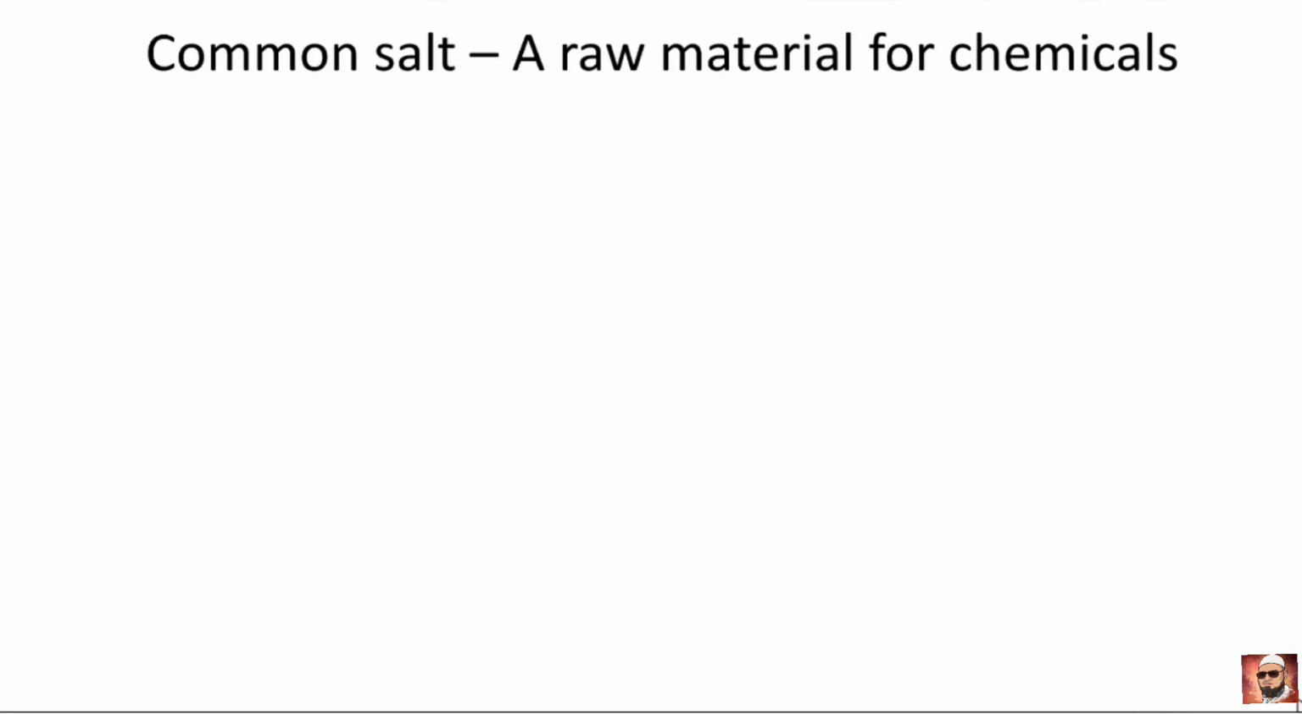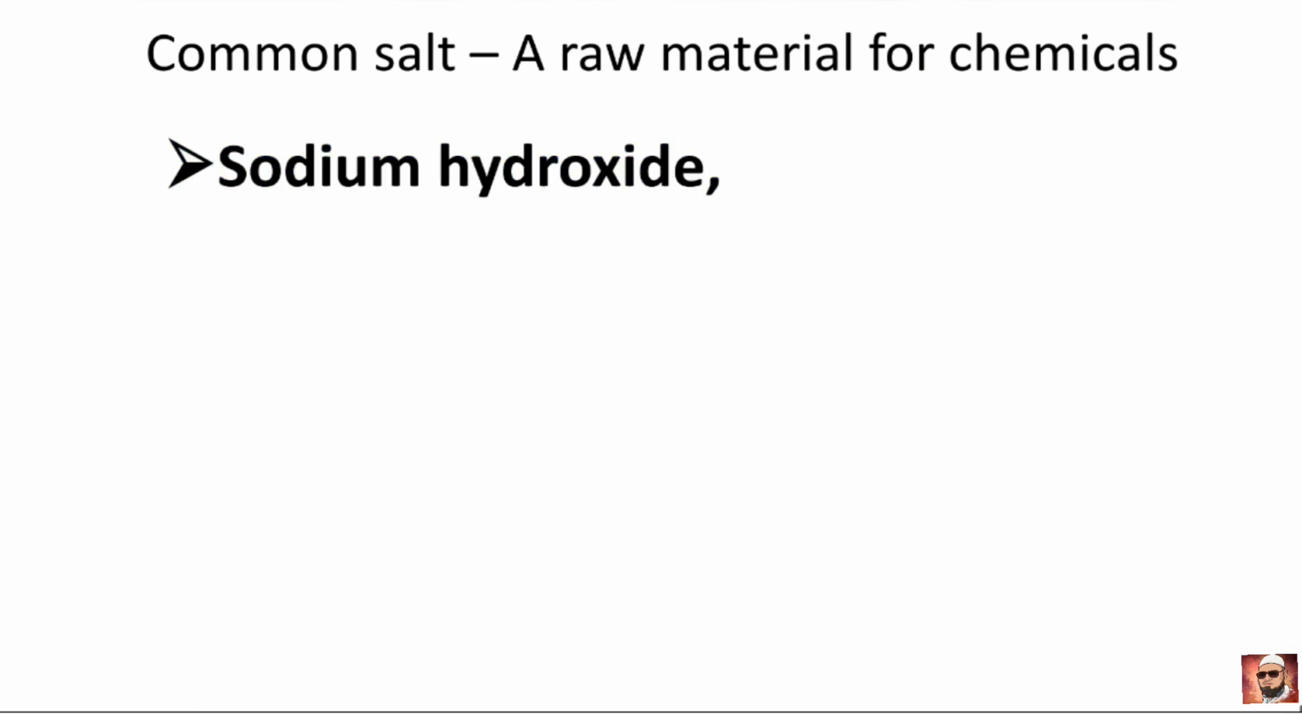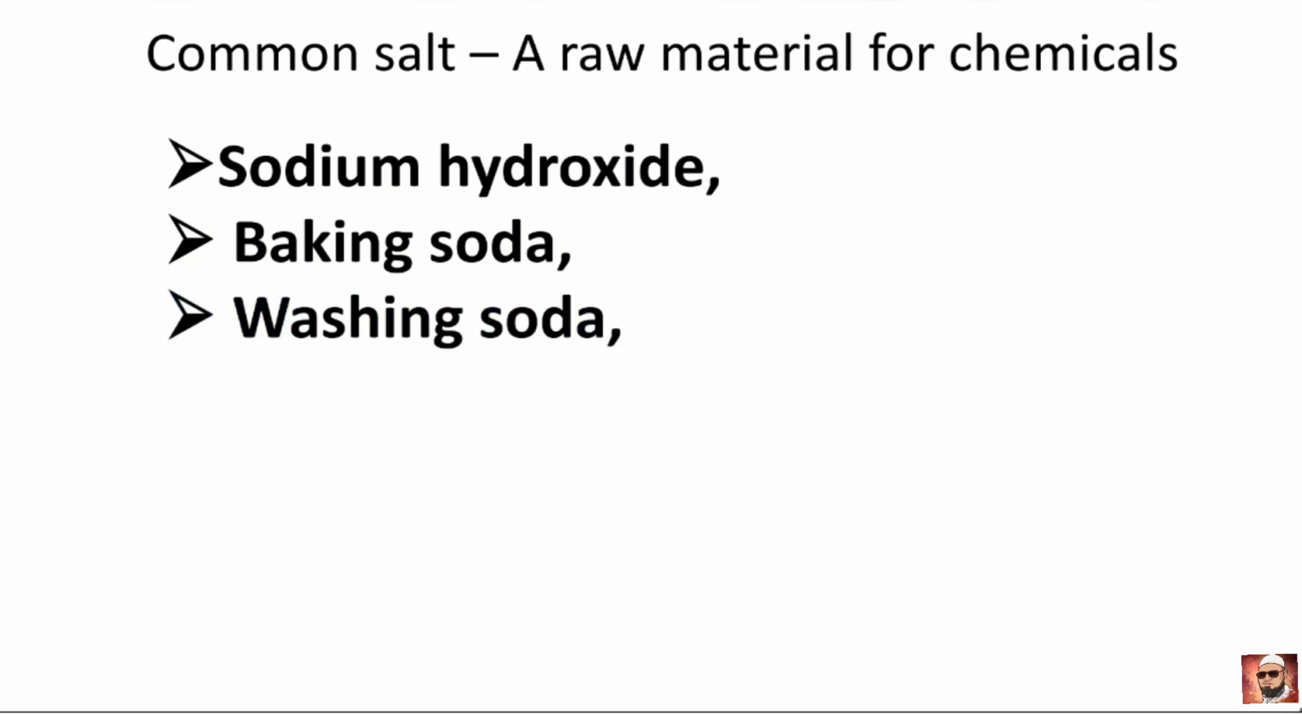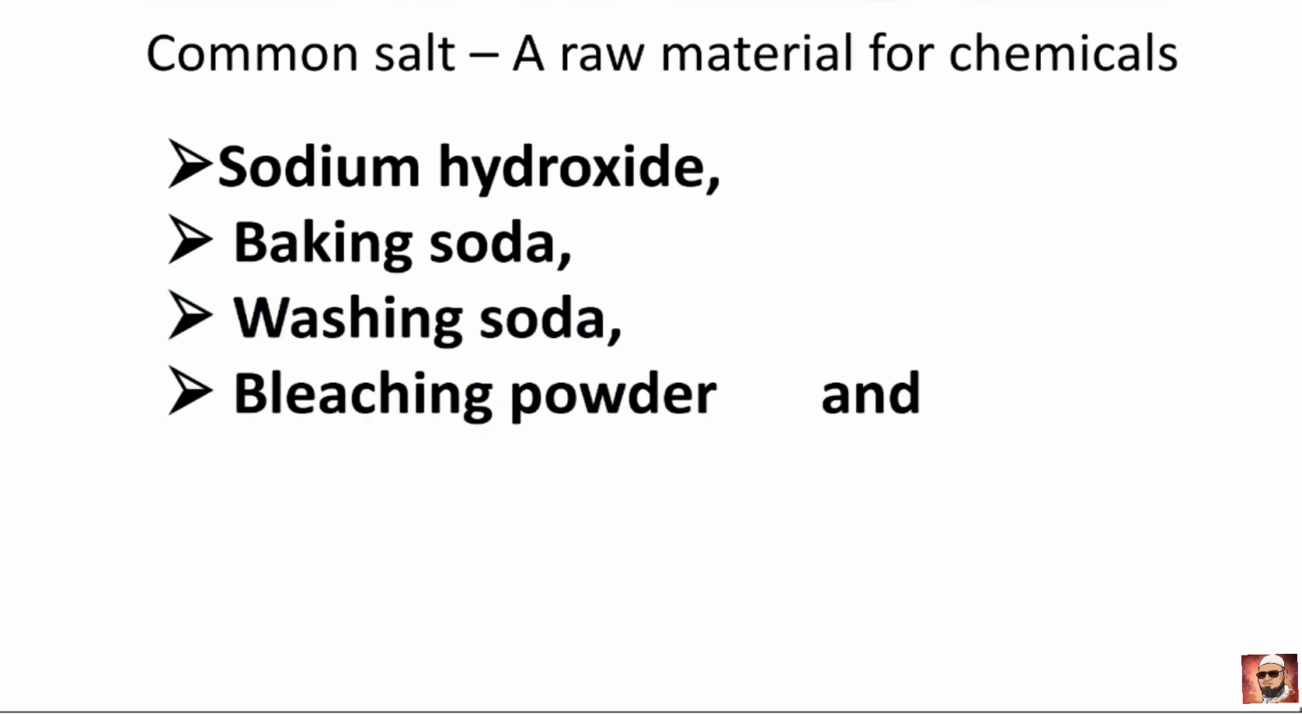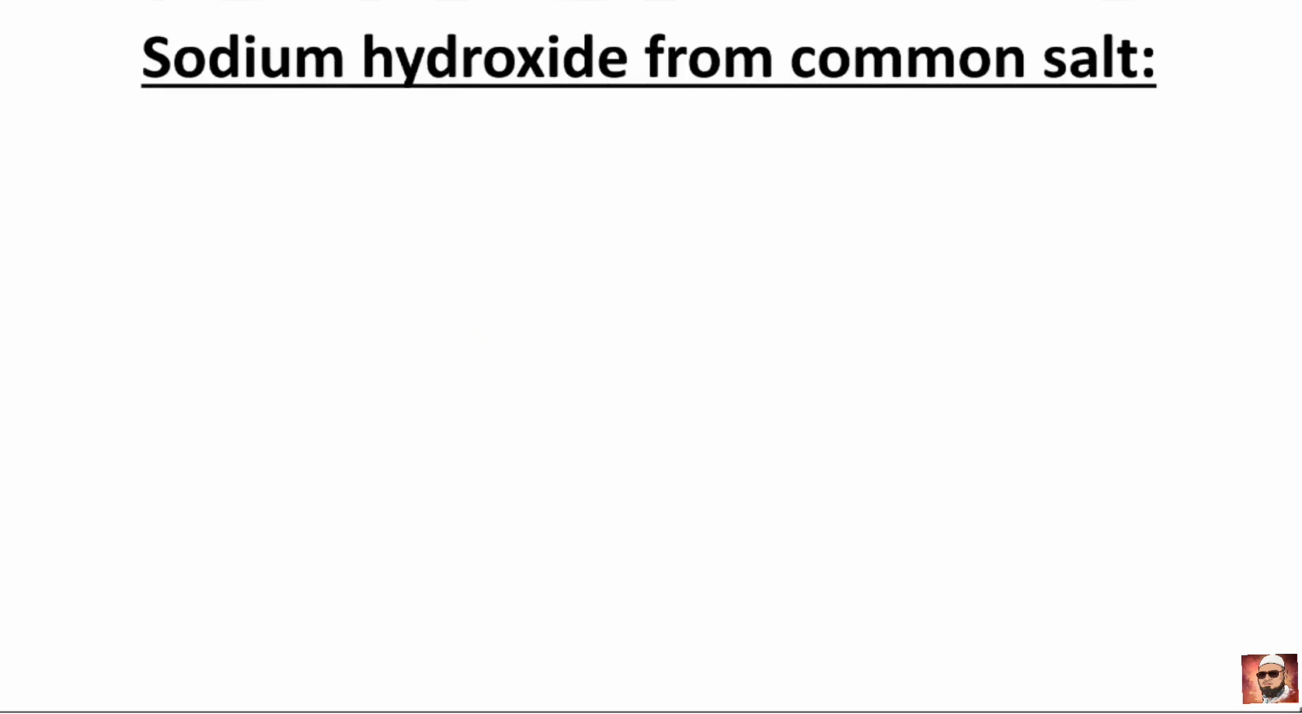Common salt, a raw material for chemicals. The common salt is an important raw material for various materials of daily use, such as sodium hydroxide, baking soda, washing soda, bleaching powder, and many more. Let's see one by one. The first one is sodium hydroxide from common salt.